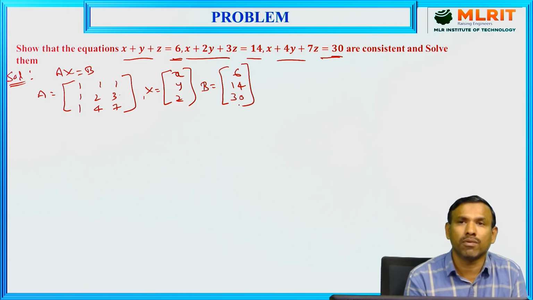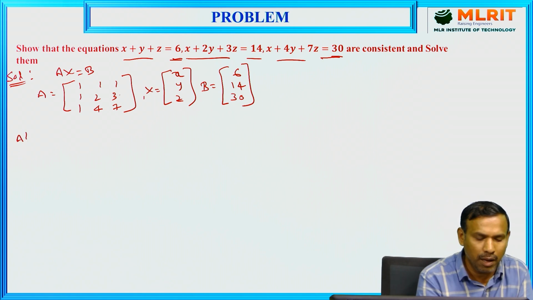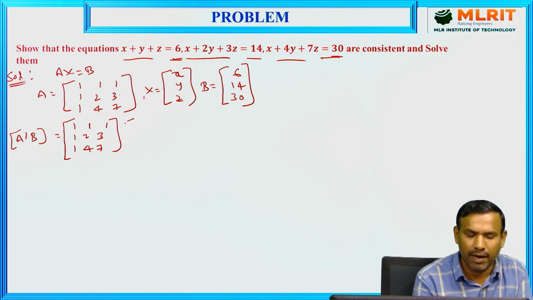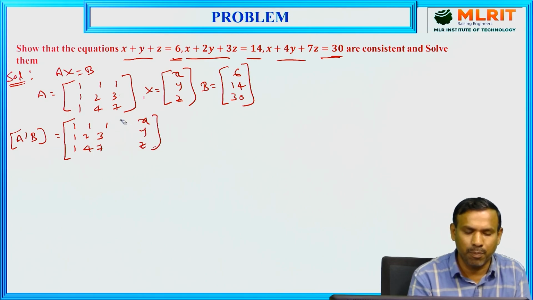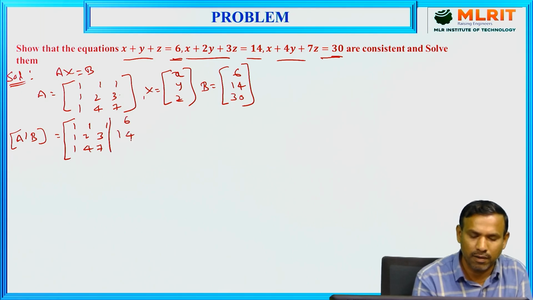To find consistency, in all cases we use the rank of A and the rank of the augmented matrix A by B. That's why here I am taking A by B, the augmented matrix, which is A and B together: 1, 1, 1; 1, 2, 3; 1, 4, 7, and x, y, z. We attach column B, which means 6, 14, 30. So this is A by B.